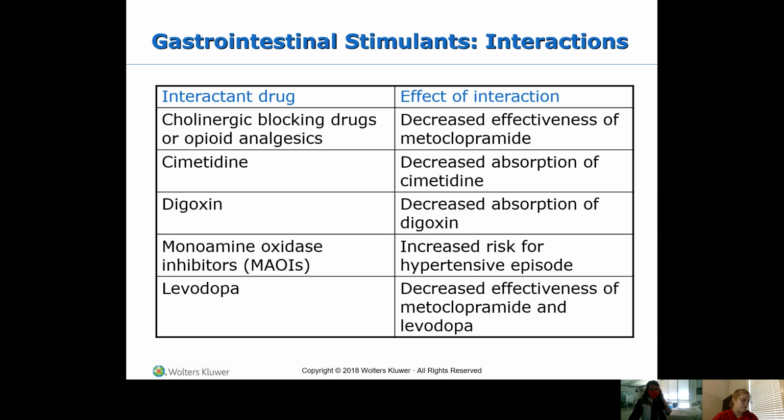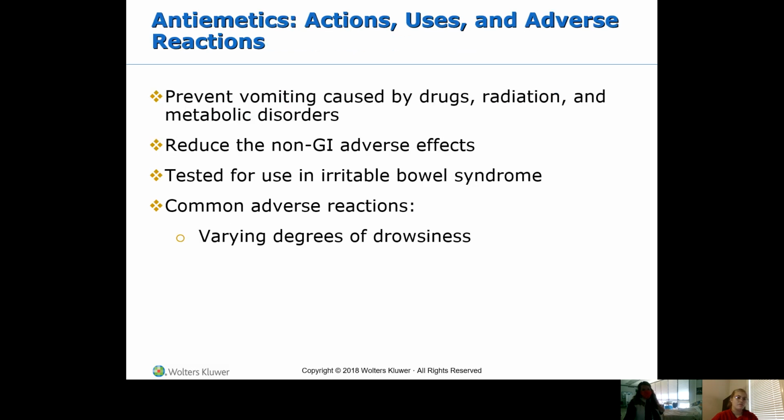All right. Antiemetics, they prevent vomiting. Vomiting can be caused by drugs, radiation, metabolic disorders. The most common issue with antiemetics as a whole is drowsiness. If drowsiness is one of our most common symptoms, then what are we concerned about as nurses? Safety, say it loud. Safety.